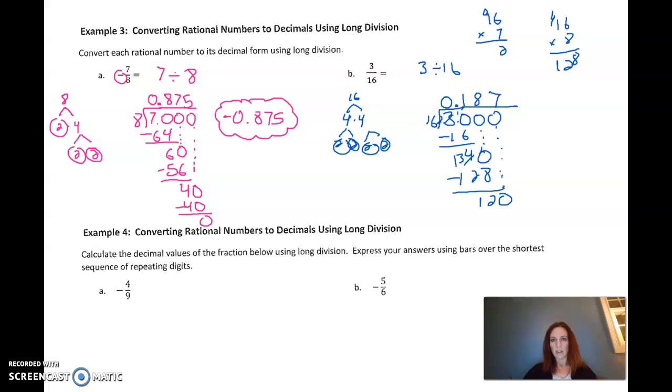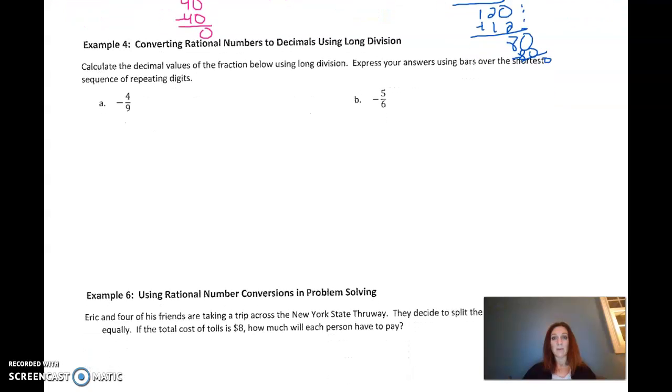Yep, 112. Then subtract. 120 minus 112 is 8. Add a 0 under the line. Okay, here we go. 16 goes into 80 5 times, because 16 times 5 is 80. All right, so we get, look right here, nothing in front, 0.1875. All right, so a little bit of work, but hopefully it's work we know how to do. Let's look at some more examples.